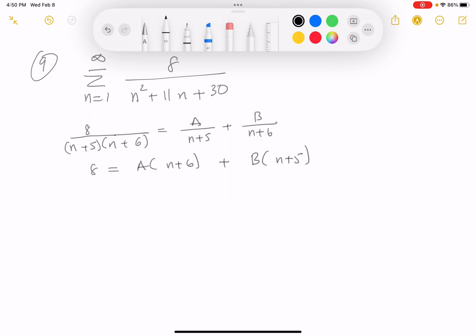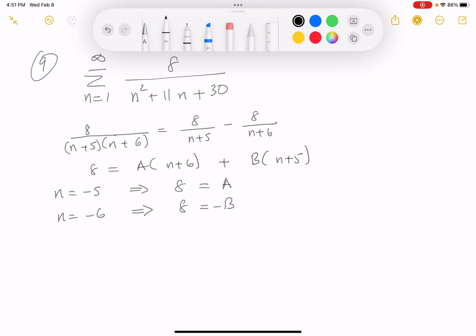Let's pick a nice easy n, by the way. I'm going to pick n to be minus 5. And what would you get there? You'd get 8 equals A, and the B would disappear because minus 5 plus 5 is 0. So I know A is 8. I'm going to erase this, and I'll put the number 8 down. Now let's do n equals minus 6. And what do you get there? You still get 8, and minus 6 would give you minus B. And now I know B is minus 8. So I'm going to get my eraser out, and I'm going to put that down.